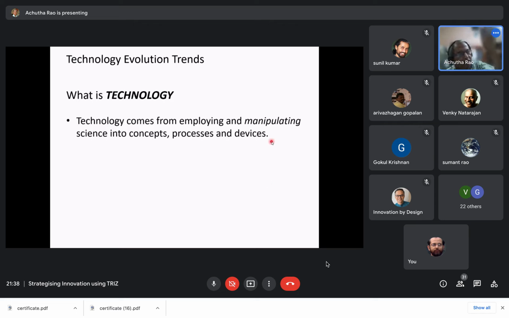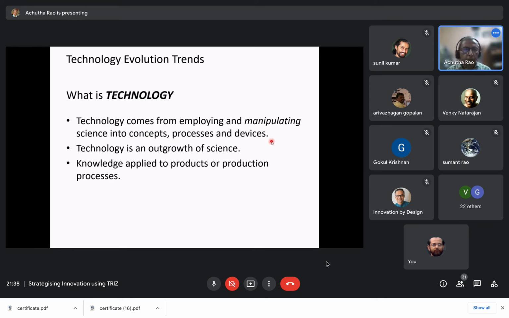So researchers develop knowledge, science develops knowledge. From knowledge, we have to translate it into technology, then only it becomes useful to us. Technology is an outgrowth of science, knowledge applied to products, processes, etc. So my concept is the ability for embedding the concept in physical form. I call this technology. Anything that I use to convert a concept into reality is technology.